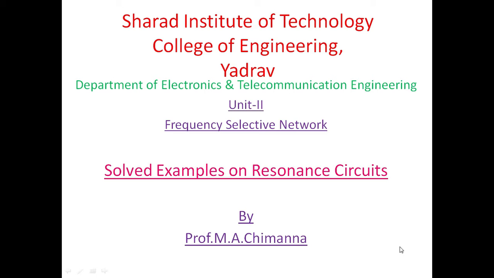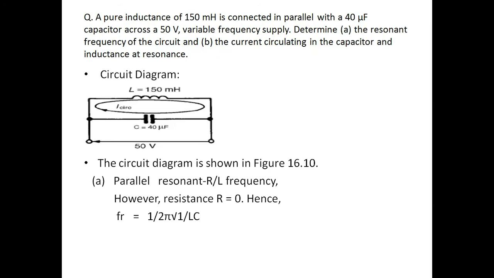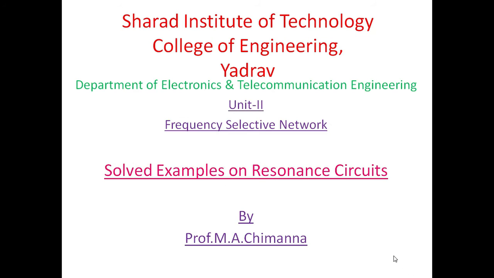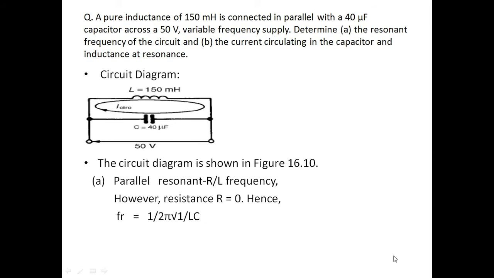Welcome back. Today we are going to discuss solved examples of the resonance circuit. The problem statement is that a pure inductance of 150 millihenry is connected in parallel with a 40 microfarad capacitor across a 50 volt supply.